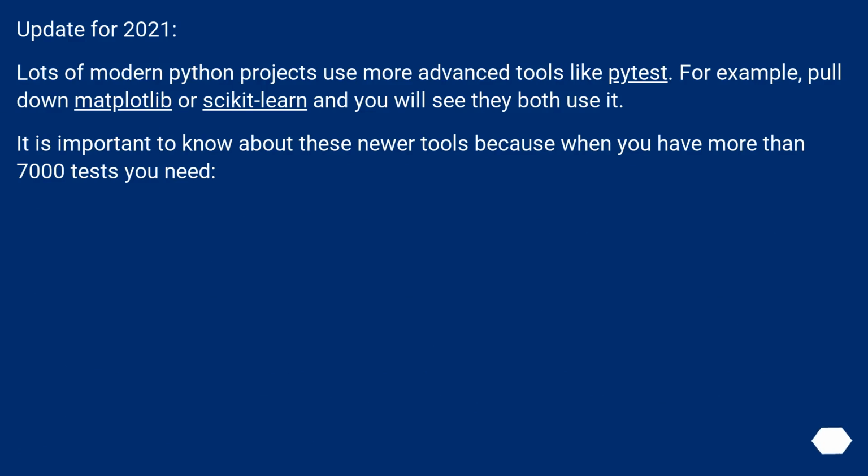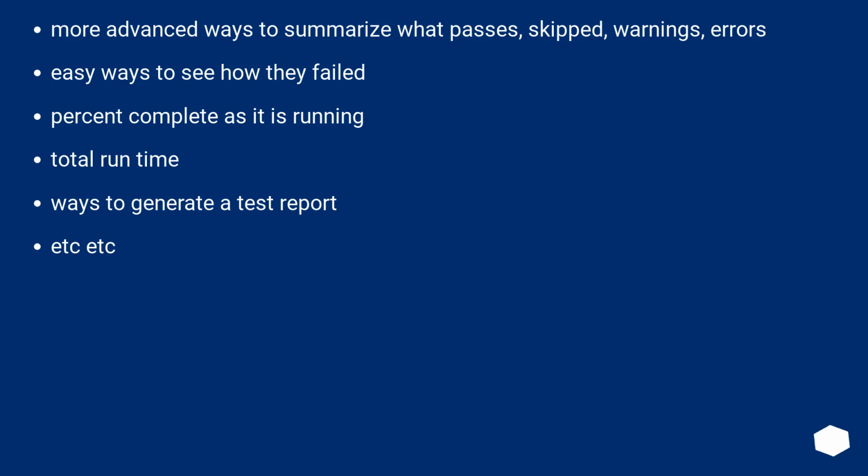Update for 2021. Lots of modern Python projects use more advanced tools like pytest. For example, pull down matplotlib or scikit-learn and you will see they both use it. It is important to know about these newer tools because when you have more than 7,000 tests you need more advanced ways to summarize what passes, skipped, warnings, errors, easy ways to see how they failed, percent complete as it is running, total runtime, ways to generate a test report, etc.